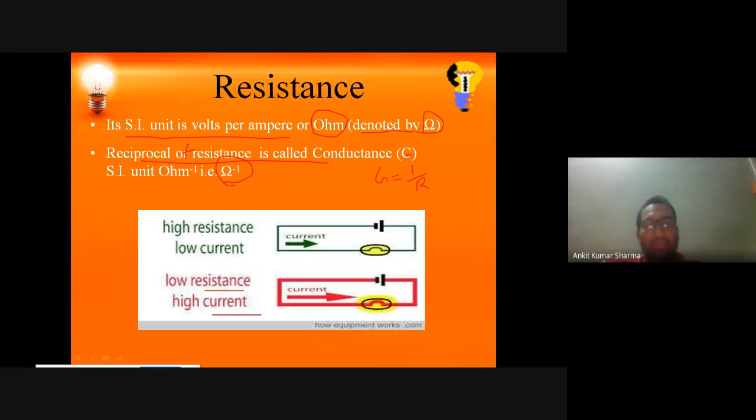So if we want to control the current, then we can use a variable resistance. By using the variable resistance, or you can say the rheostat, we can control the value of current. So the current can be controlled by using the value of resistance.